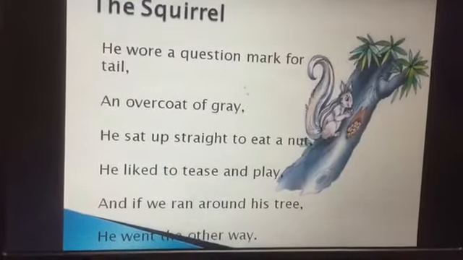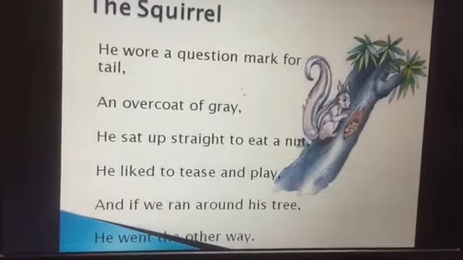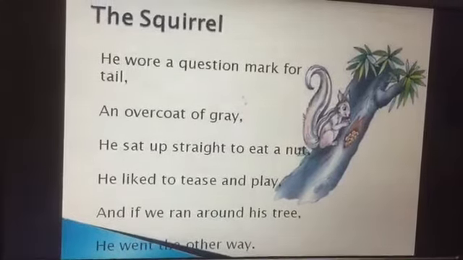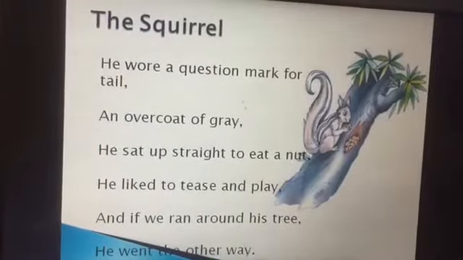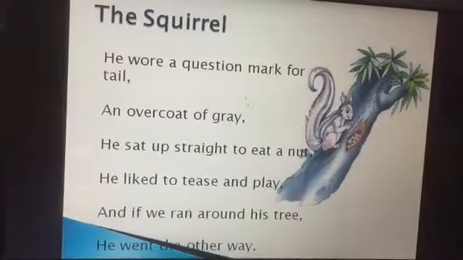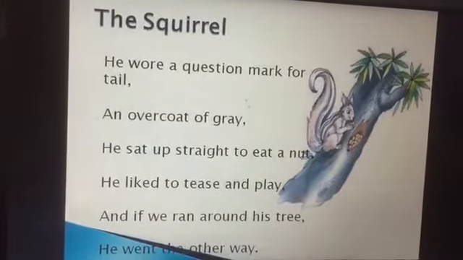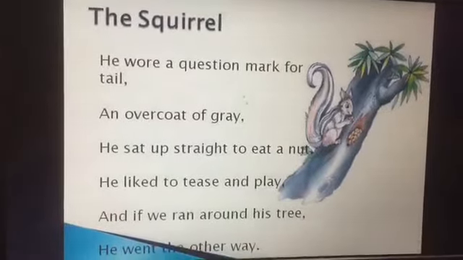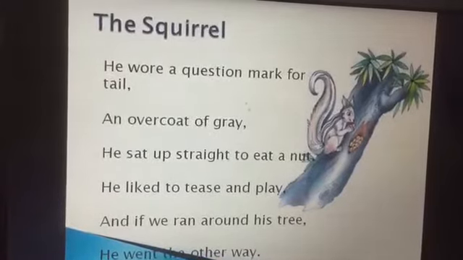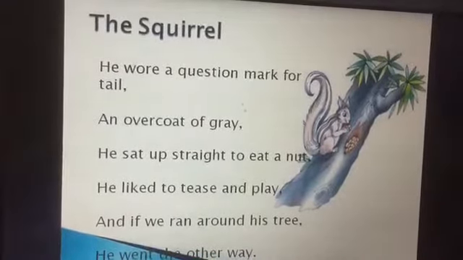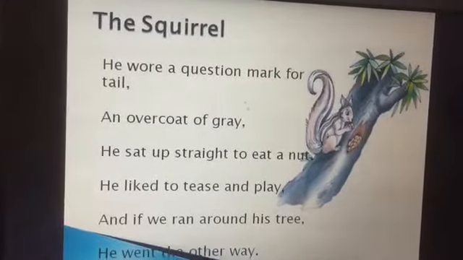He sat up straight to eat a nut. Now you see the posture of the squirrel is described. He sat up. The squirrel here is referred to as he. We all know that animals and non-living things are neuter in gender. But basically here the poet is referring to the squirrel as he. And he sat up straight.